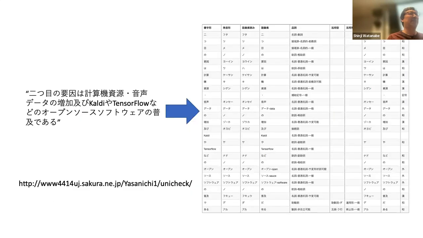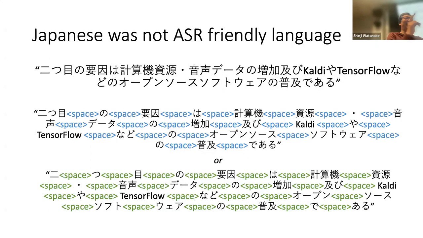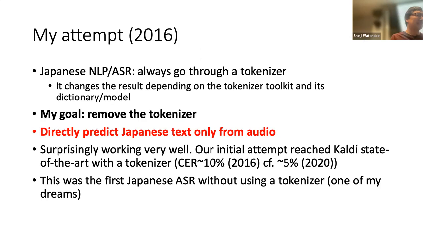So again, Japanese used to be one of the most difficult languages for speech recognition. We need a correct tokenizer to split well and then provide the phonemes. Otherwise, we cannot do speech recognition. The difficult part is that depending on where we split the word, the pronunciation can also change, so we have to solve this problem jointly.